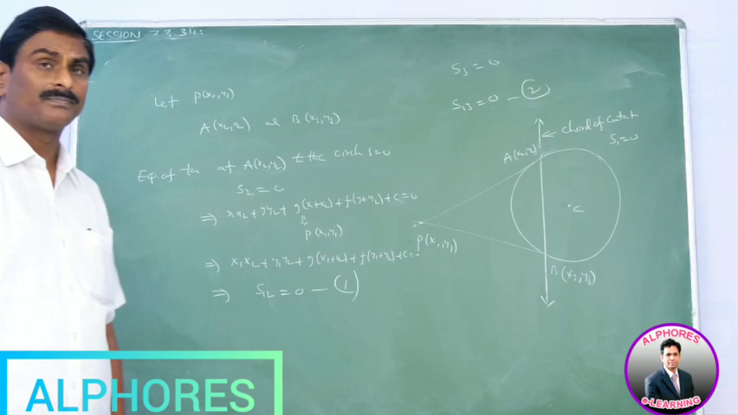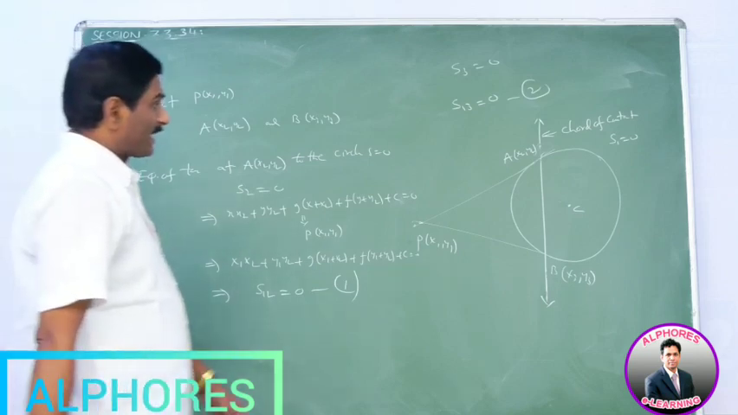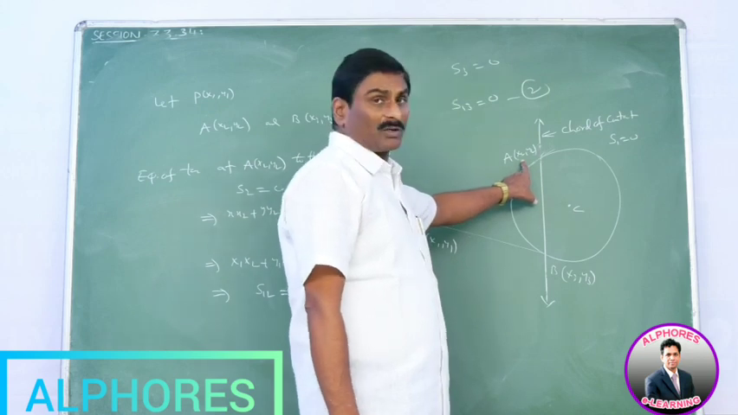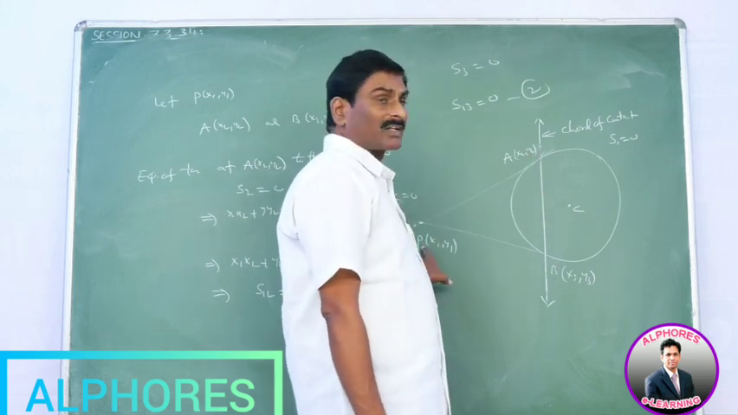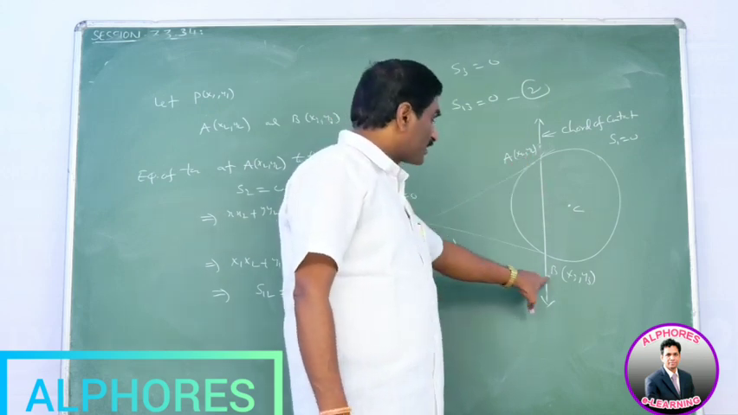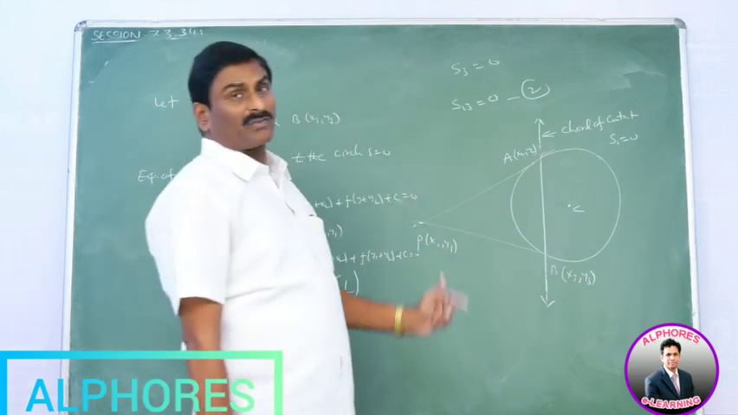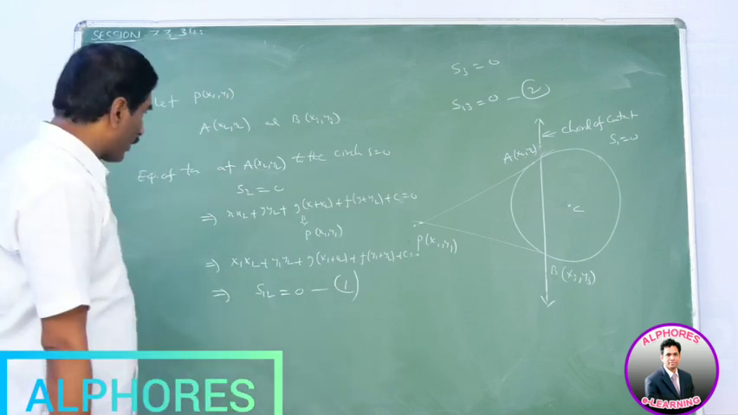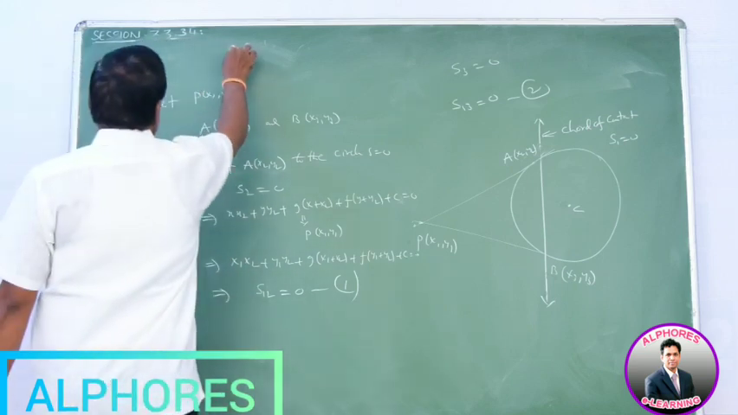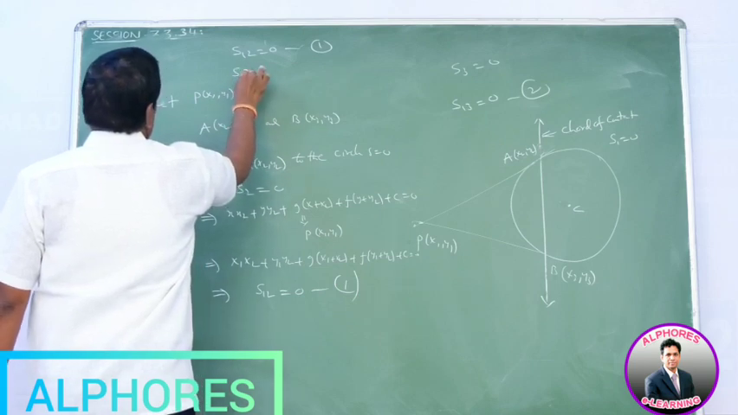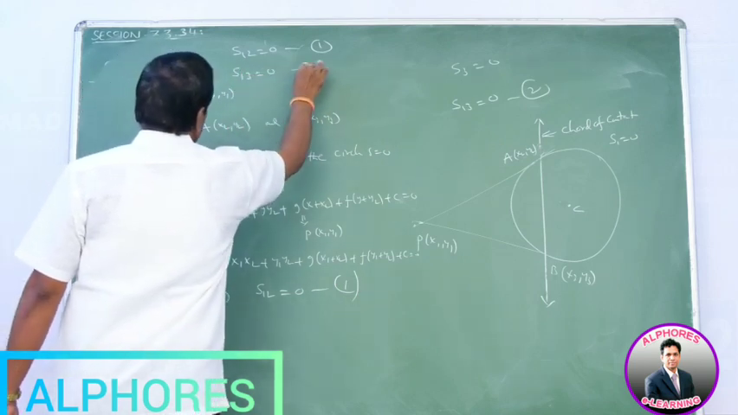Please note these points. Here the tangent at A is S1 equal to 0 and this passes through P (x1, y1), so S12 is equal to 0. The equation of the tangent at B (x3, y3) is S3 equal to 0 and this tangent passes through P (x1, y1), so S13 is equal to 0. Now we get S12 is equal to 0 as the first equation and S13 is equal to 0 as the second equation.